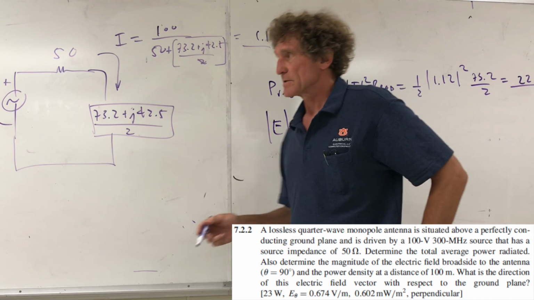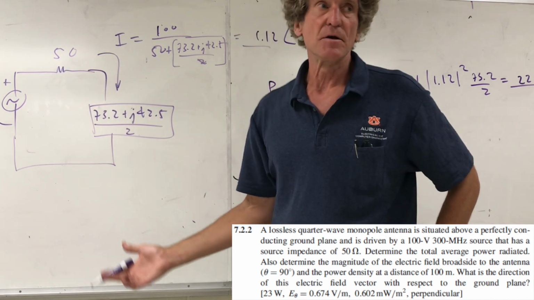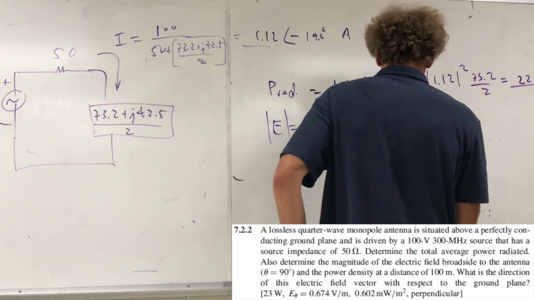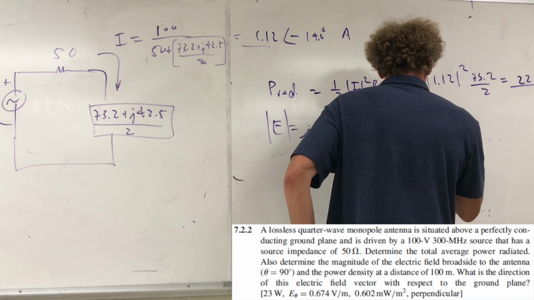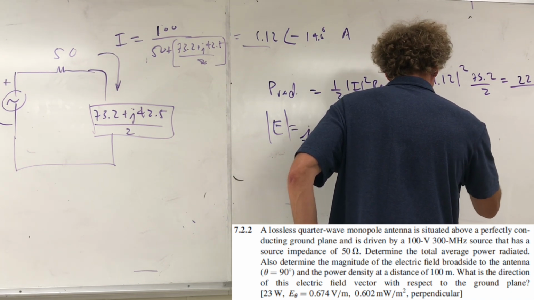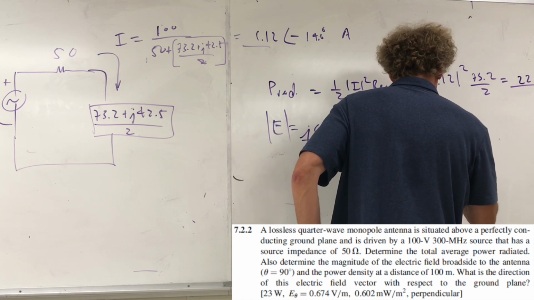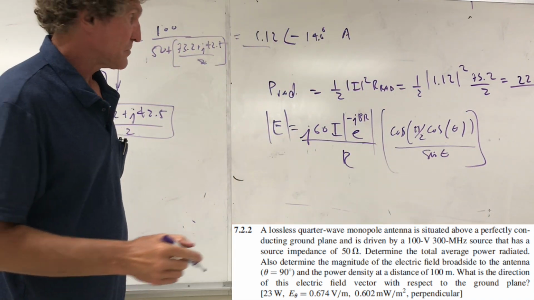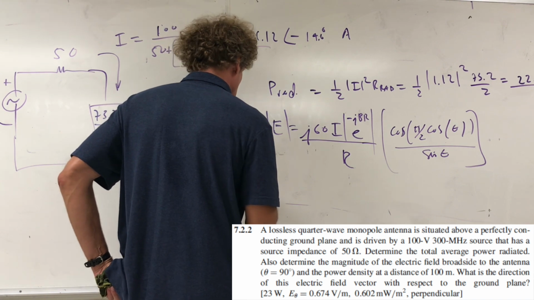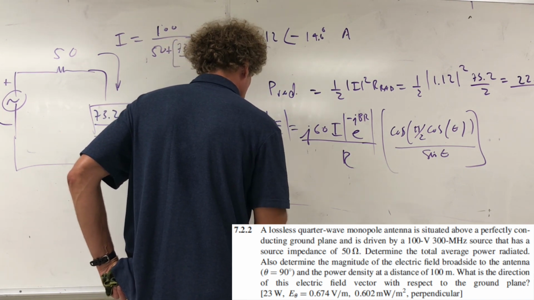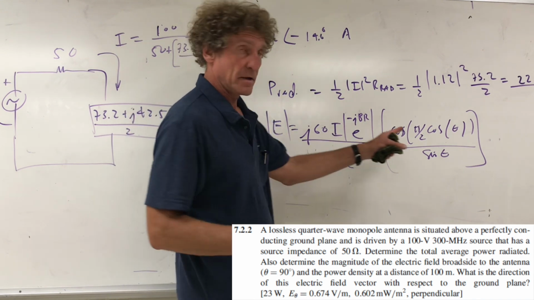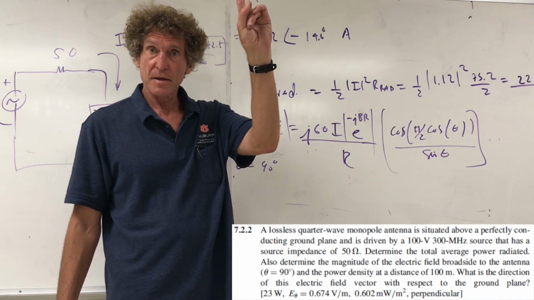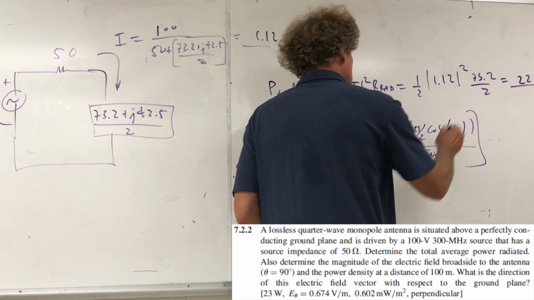Even though it's this quarter wave monopole, the actual pattern will be the same as a half wave dipole with that current. Y'all with me? So the angular pattern is going to be cosine of pi over 2 cosine of theta, all over the sine of theta. Can you follow me on that? What is the angle and what is R? The angle's 90 degrees, so this angular function is 1. You with me, class? Everybody? So you can just replace this whole thing by 1.